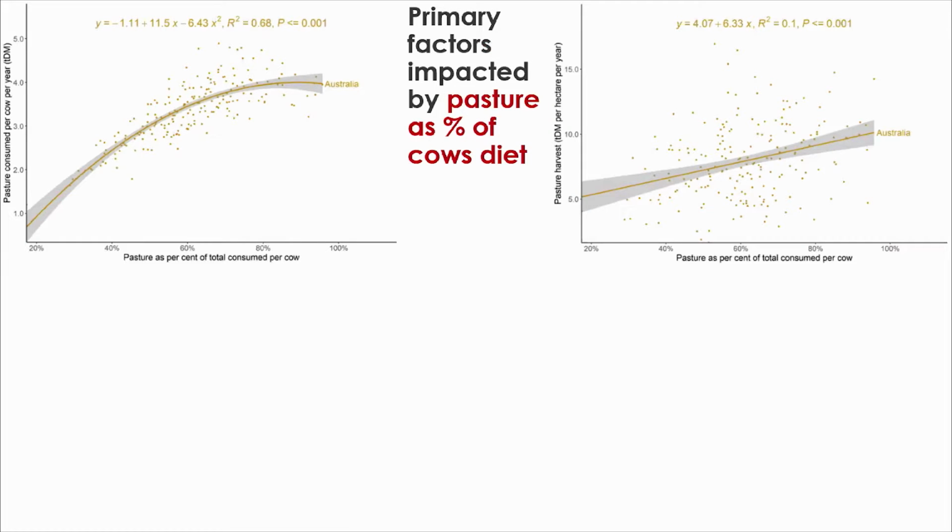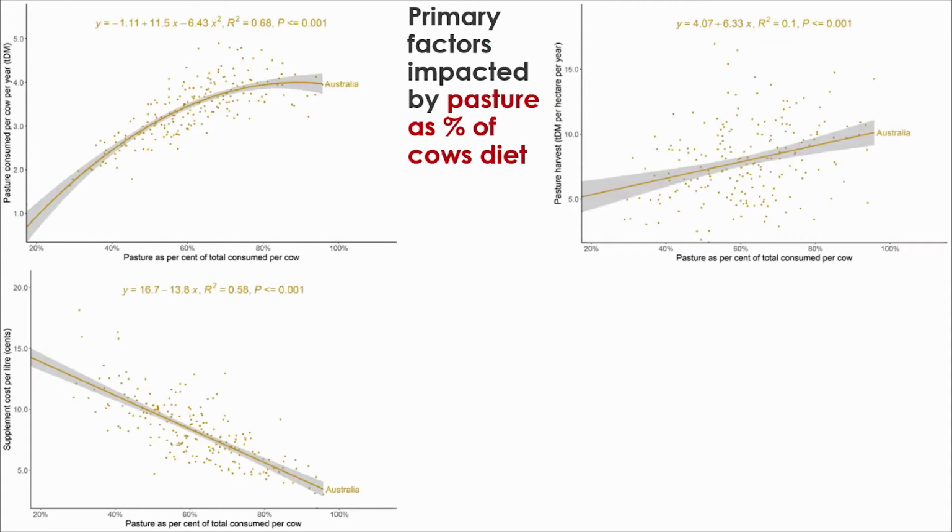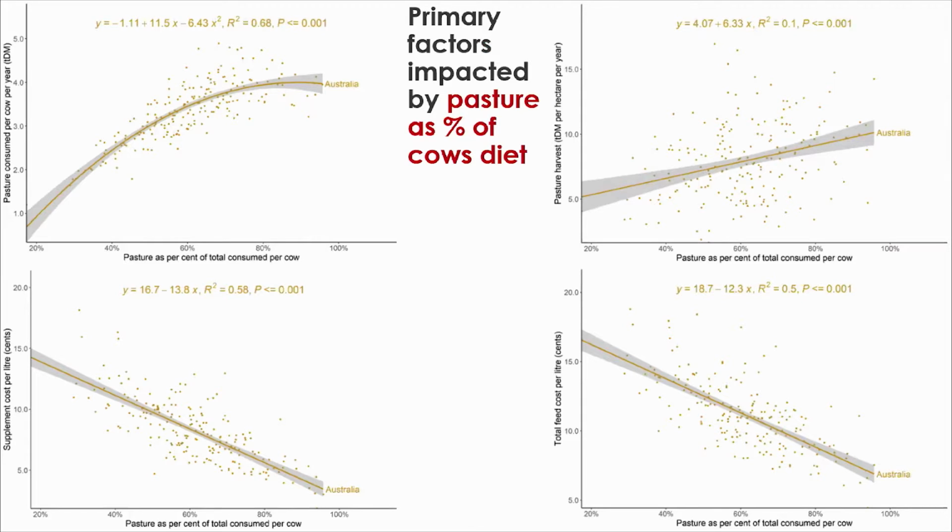In addition to this, supplement cost per litre and total feed cost per litre, including pasture cost, decrease substantially as diet pasture percent increases. All of the trends are consistent and strong. What else does diet pasture percent influence?